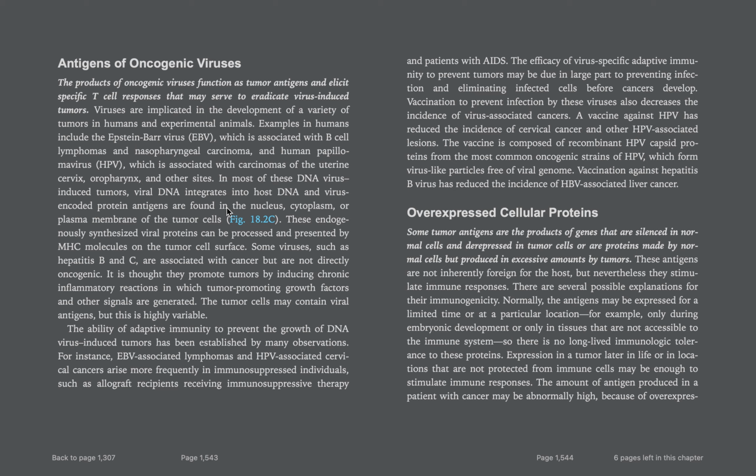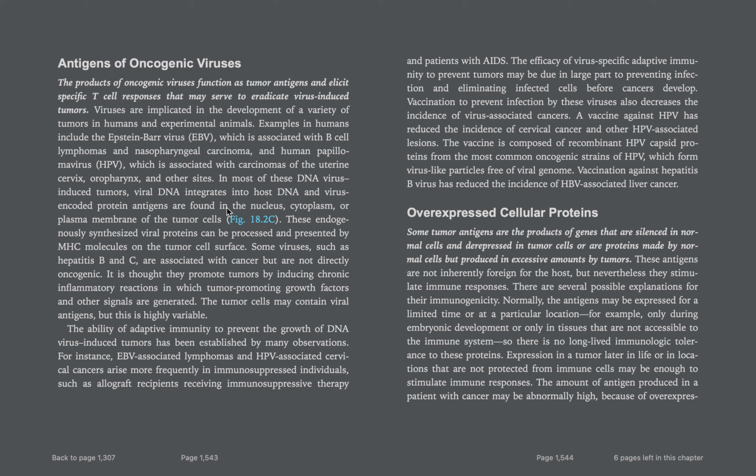The ability of adaptive immunity to prevent the growth of DNA virus-induced tumors has been established by many observations. For instance, Epstein-Barr virus-associated lymphomas and HPV-associated cervical cancer arise more frequently in immunocompromised individuals, such as allograft recipients receiving immunosuppressive therapy and patients with AIDS. The efficacy of virus-specific adaptive immunity to prevent tumors may be due in large part to preventing infection and eliminating infected cells before cancer develops.